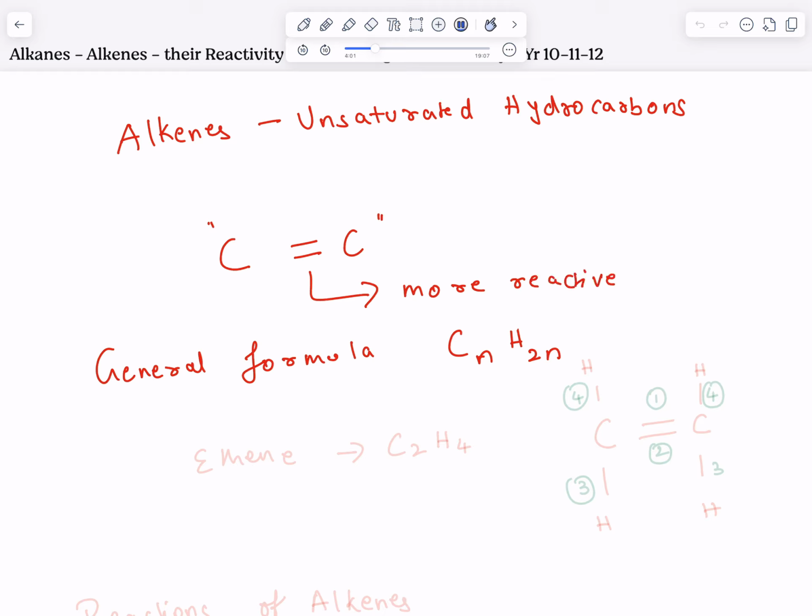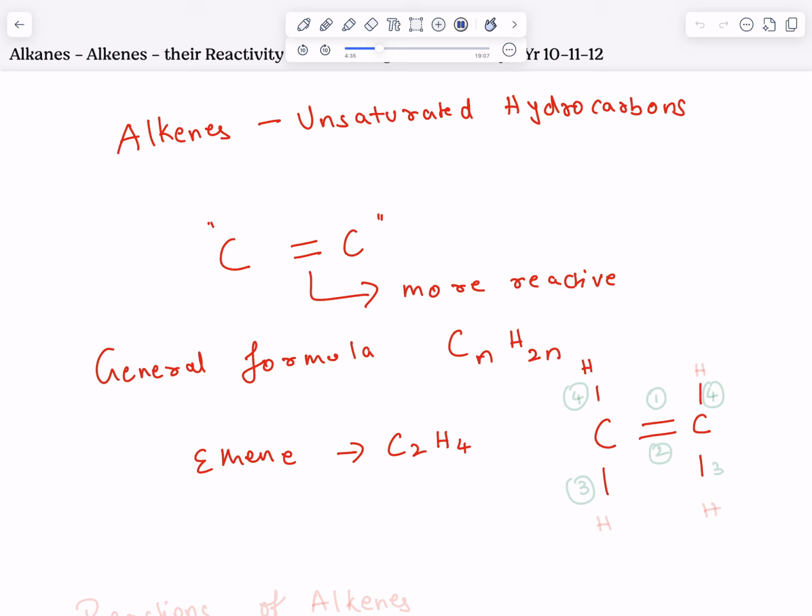So for example, if I take ethene, the molecular formula for ethene is C2H4. Remember from my previous videos where I taught you prefixes based on the number of carbons. Eth means 2 carbons, and ene represents that it belongs to the homologous series of alkenes. Now, if we look at the displayed formula, you have a carbon-carbon double bond, and the rest of the bonds are with hydrogen.